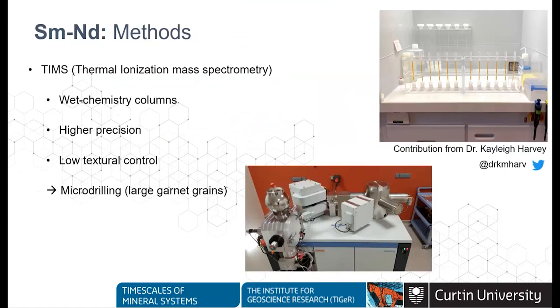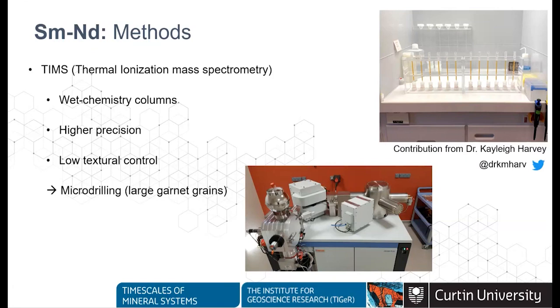So for the samarium, we have to collect samarium isotopes through TIMS analysis due to the low availability of samarium and neodymium in the garnet. So we have to do wet chemistry columns, which are these ones here. Yana talked about this a little bit before for lead isotopes.